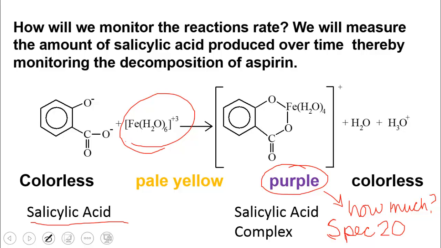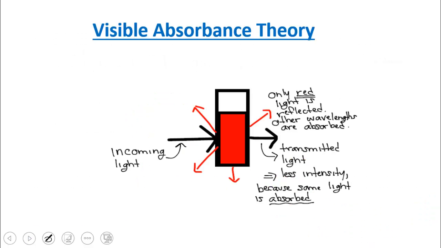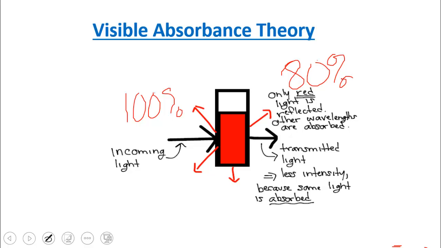We'll use visible spectroscopy, specifically the SPEC 20, to determine the concentration of the purple salicylic acid complex. Now remember, back to visible absorbance theory, if we have 100% of light at an intensity passing through a cuvette with a colored compound, only a certain amount of the energy will pass through the cuvette. And so we will have less intensity because some of the light passing through the colored substance is absorbed.